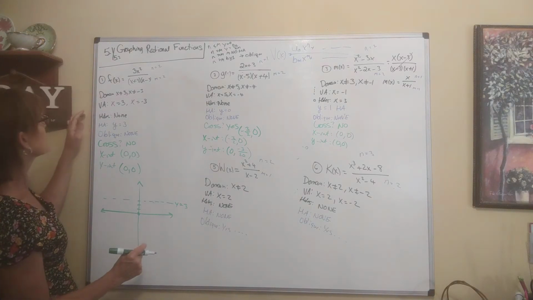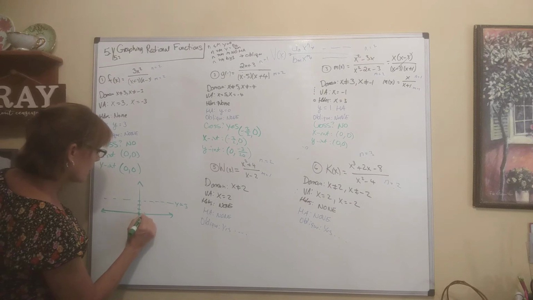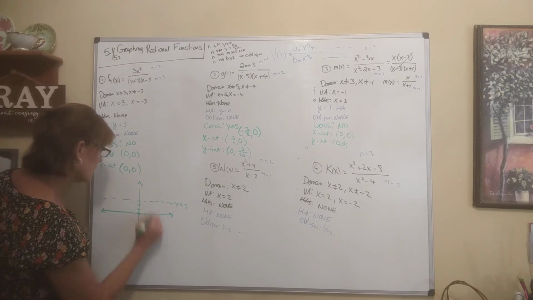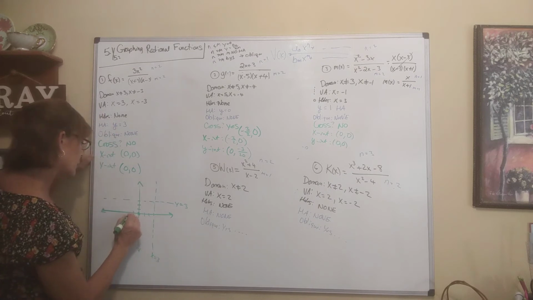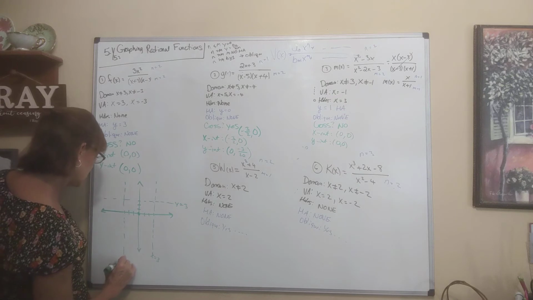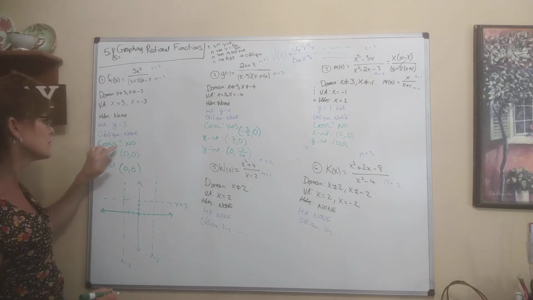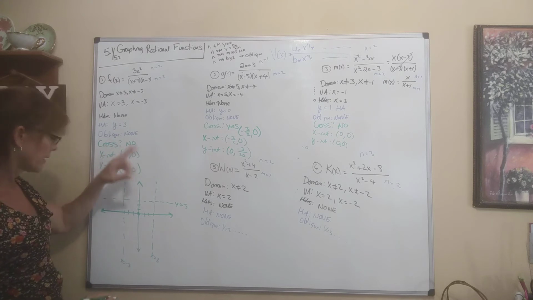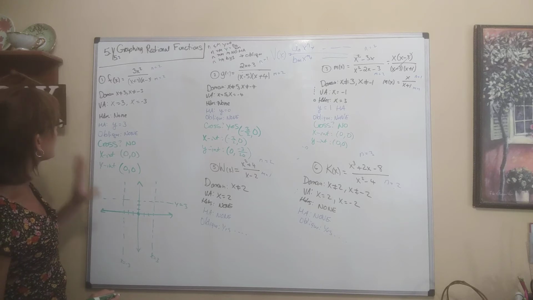I have a vertical asymptote at x is 3 and x is negative 3. So we're going to go over here to 1, 2, x is 3. And I'm going to go over here to negative 1, negative 2, x is negative 3. Now, does it cross its horizontal asymptote? No. Okay, that's good to know. And we have everything accounted for.